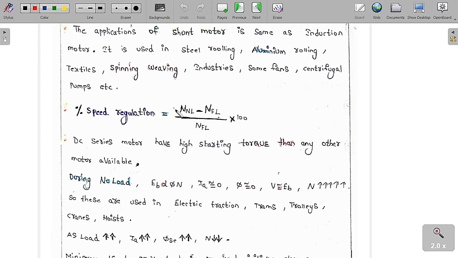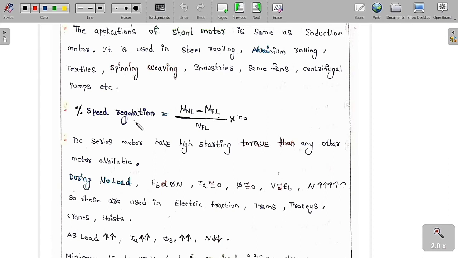So simply we can say that the applications of the DC shunt motor are the same as the AC induction motor. It is used basically in steel rolling, aluminium rolling, textiles, spinning wheels, industries, some fans, and centrifugal pumps. Because there we need constant speed applications, we are going to prefer the DC shunt motor. From no load to full load, the speed is almost constant. Wherever we need constant speed, we use the DC shunt motor and the induction motor.